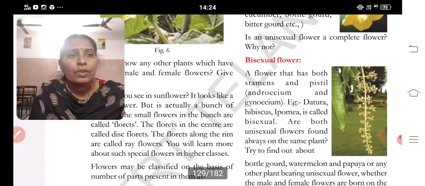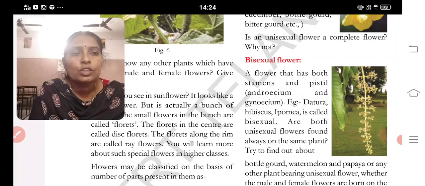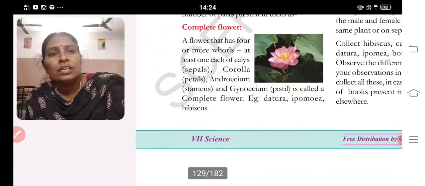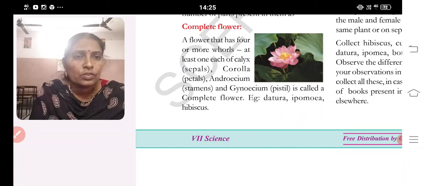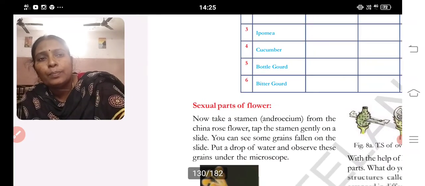Bisexual flower: a flower that has both stamens and pistil, meaning male and female reproductive parts, is said to be a bisexual flower. Examples are Datura and hibiscus. Unisexual flowers have only one part. A flower that has all four whorls, calyx, petals, stamens, and pistil, is said to be a complete flower. If one of them is absent, it is said to be an incomplete flower.